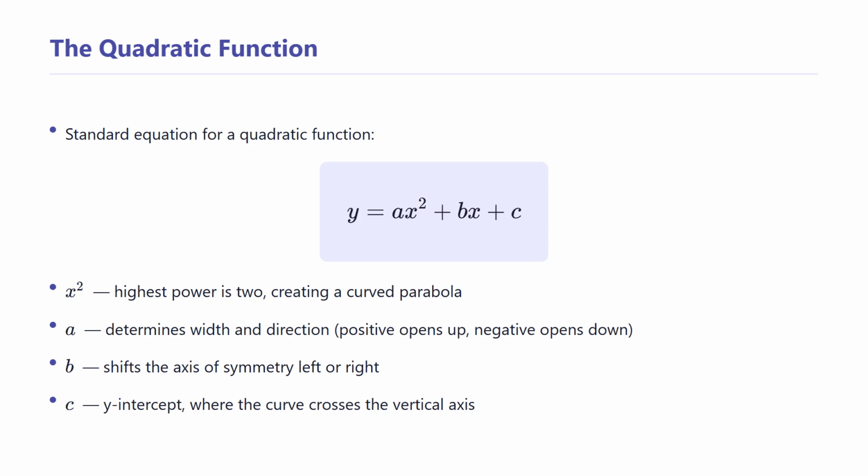The coefficient a is crucial. If it is positive, the parabola opens upwards, like a smile. If it is negative, it opens downwards, like a frown. As the magnitude of a increases, the parabola becomes much narrower, indicating a faster rate of growth or decay. The coefficient b shifts the curve left or right, while c remains our starting point on the vertical axis.